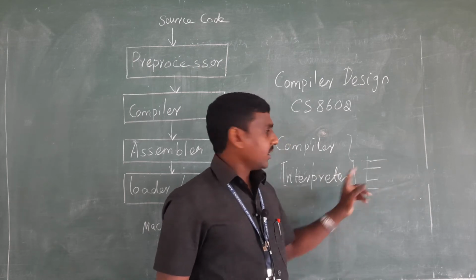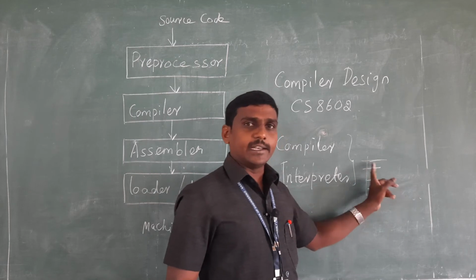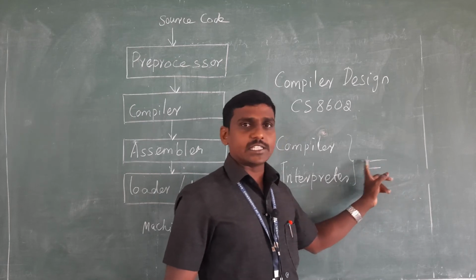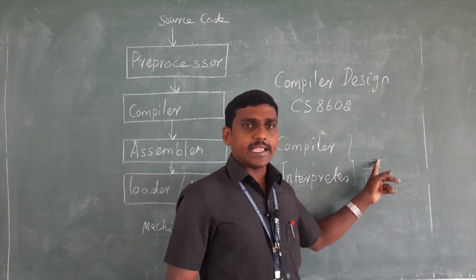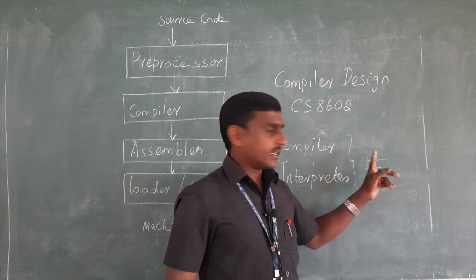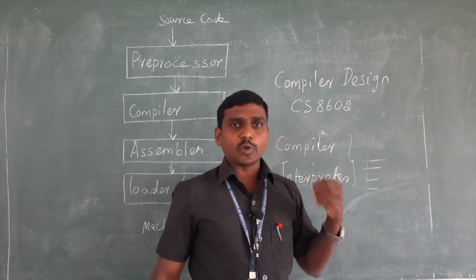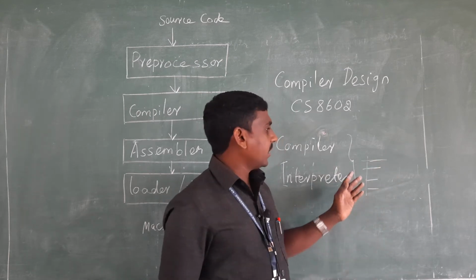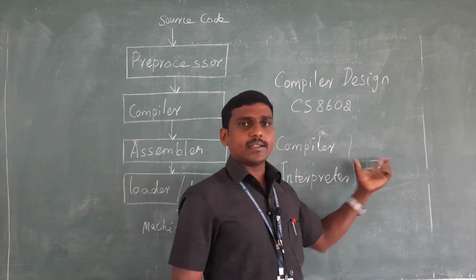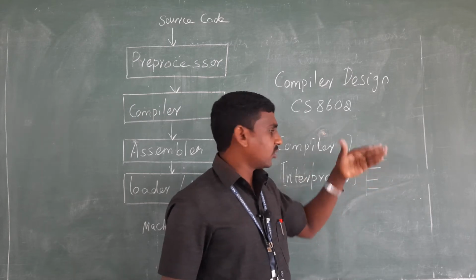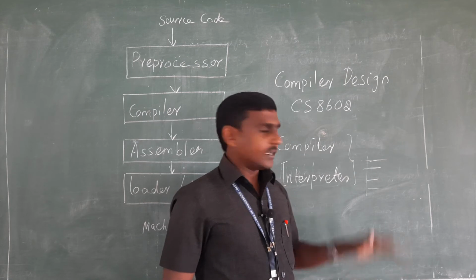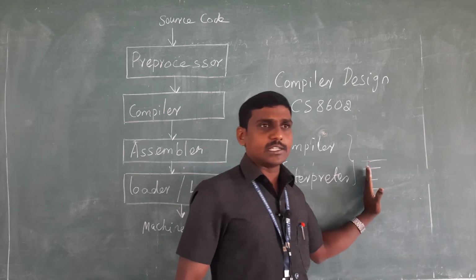But the interpreter checks one by one and indicates the error. First it checks the first line of code, and if there is an error, it says here is an error. The programmer has to correct the error, and only then does the interpreter go to the second line. That is line by line execution, that is the interpreter.